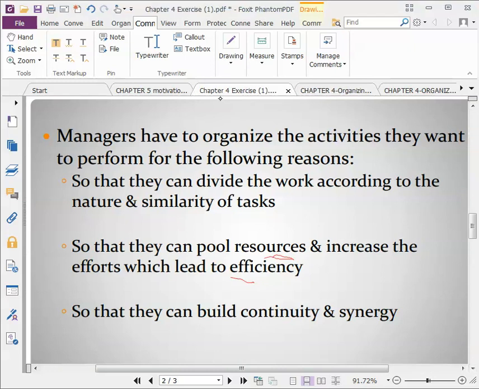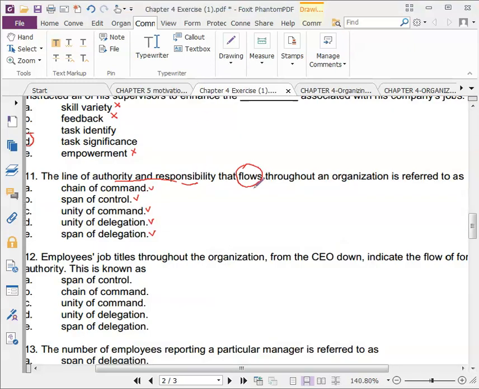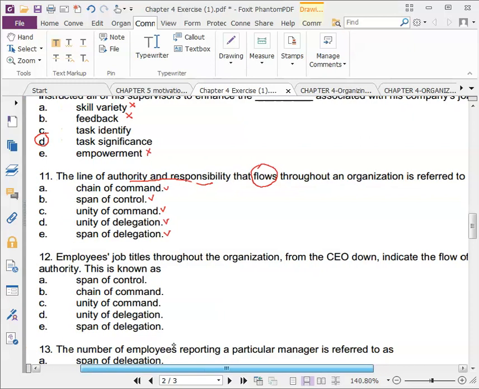Yes, that is chain of command. Okay, flows is about chain. All right, authority and responsibility is about the command. Okay, so the correct answer is A.